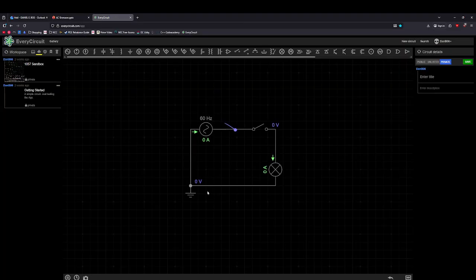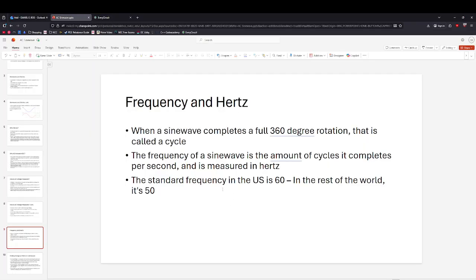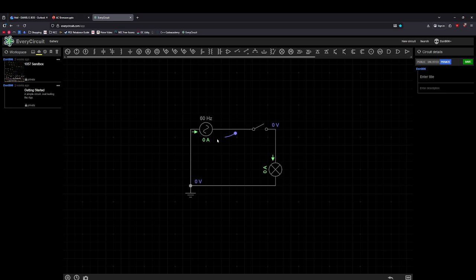Going back to this chart here. Currently, I have this set to 60 hertz, which, as I say here, is the standard frequency in the US. But it's not going 60 times a second. That's because, to make things a bit simpler, I have this running at 1,000th of a second. That way we can actually see things being simulated.